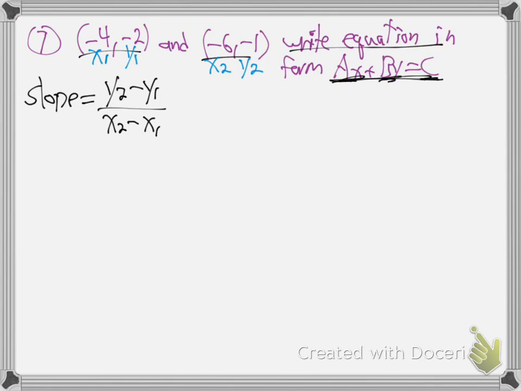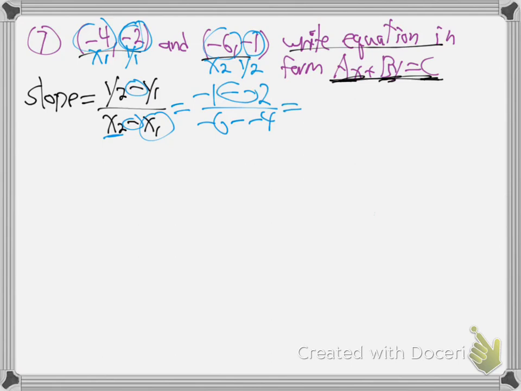So then the slope will equal y2, negative 1, minus y1, negative 2. Got double negatives there, right? Negative in the formula, and then y1 is also negative. And on the bottom we go x2, which would be negative 6, minus x1, which is negative 4. So these double negatives become positive. Negative 1 plus 2, negative 6 plus 4. What's that? 1 over negative 2. So there's the slope.